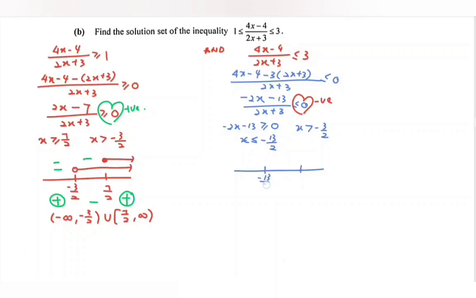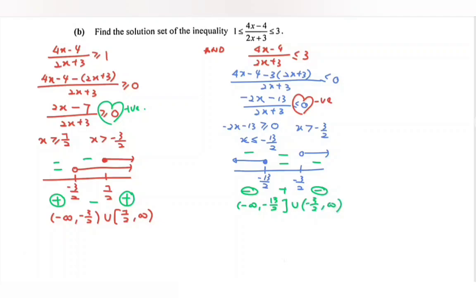Negative 13 over 2, negative 3 over 2. Then empty circle. So the sign will be negative, negative, negative, negative. So negative, positive, negative. So we will choose the negative sign. So the answer will be negative infinity until negative 13 over 2, union negative 3 over 2 until infinity.